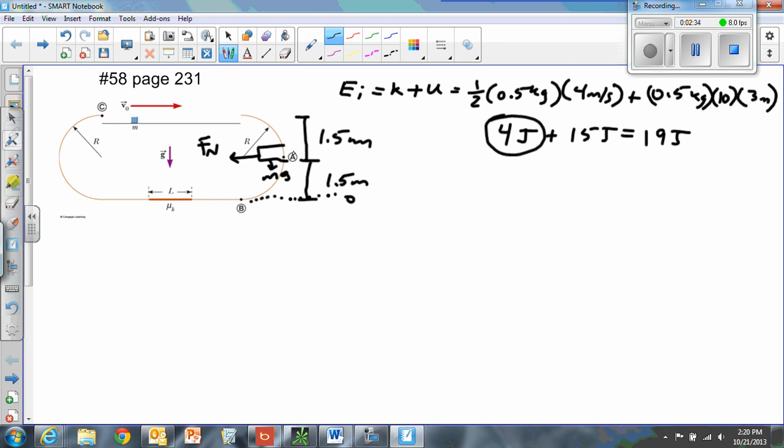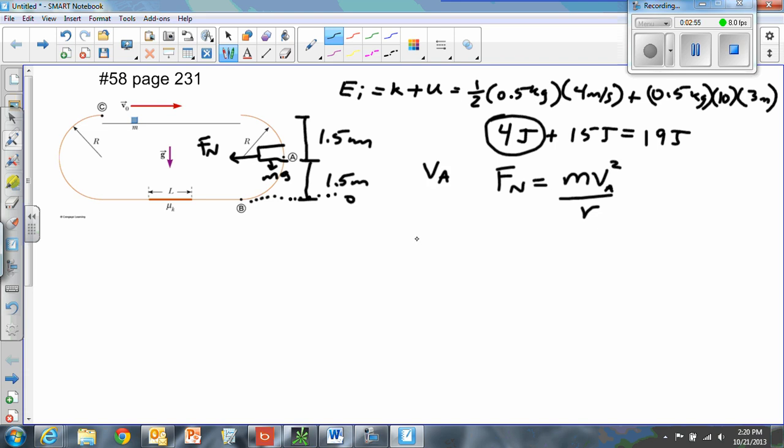So I've got to find the velocity at A, because the normal force is causing a centripetal force, which is m v, and this is going to be the velocity at A specifically, squared over the radius of 1.5. So I know everything in this equation but vA.